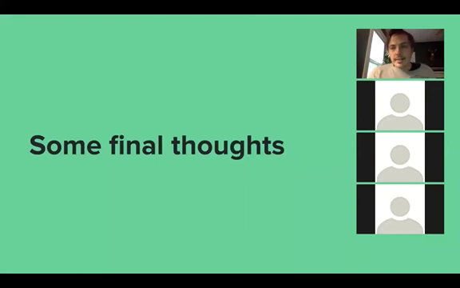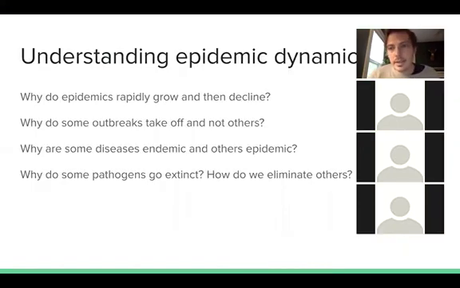So some final thoughts about these models. What I hope I showed you today is that by looking at these overall relatively simple SIR type models, we can answer a bunch of different questions and improve our understanding about the epidemic dynamics of different pathogens. So we can see why different epidemics grow rapidly and then decline.